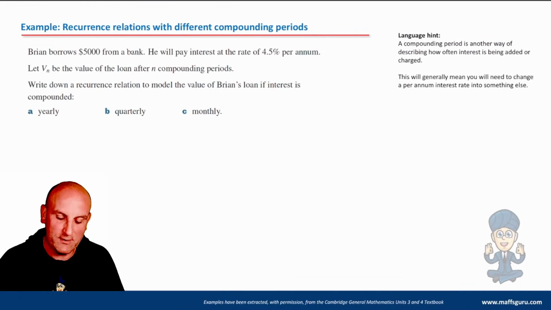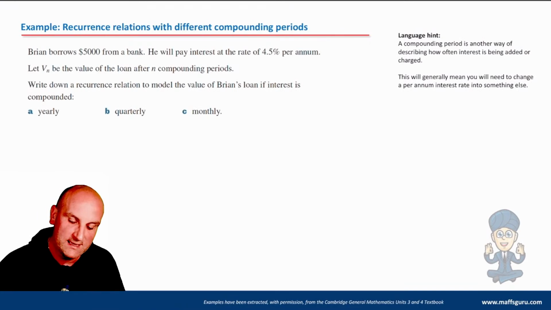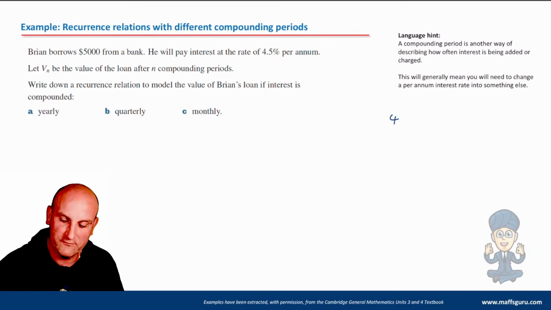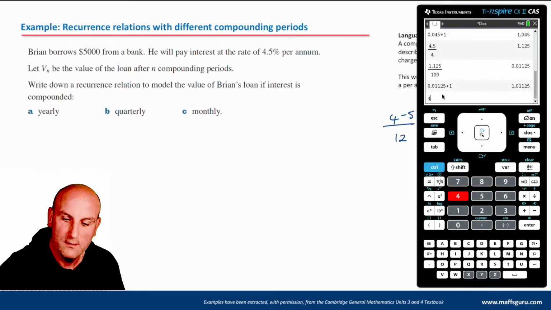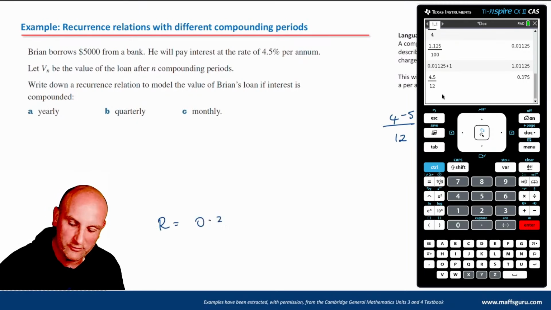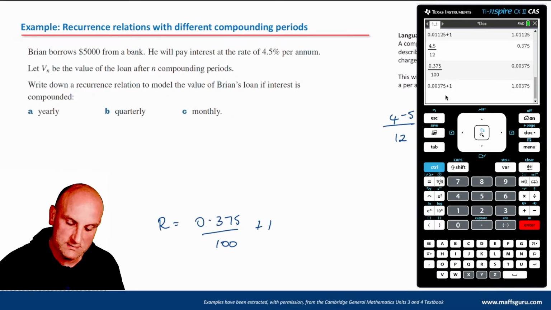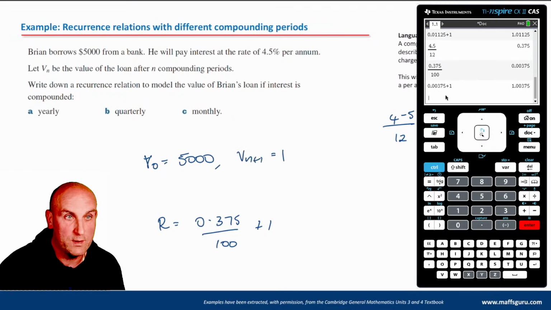What about monthly? Same idea, believe it or not, because what I've got to do now is convert my 4.5 into a monthly interest rate. So what have I got? 4.5, I would divide that by 12 in this situation. So 4.5 divided by 12 gives me 0.375%. My value of capital R then would be 0.375 divided by 100 plus 1. So let's divide that by 100, add my 1, and I would end up with V0 is equal to 5,000, comma, V of n plus 1 is equal to 1.00375 times Vn.